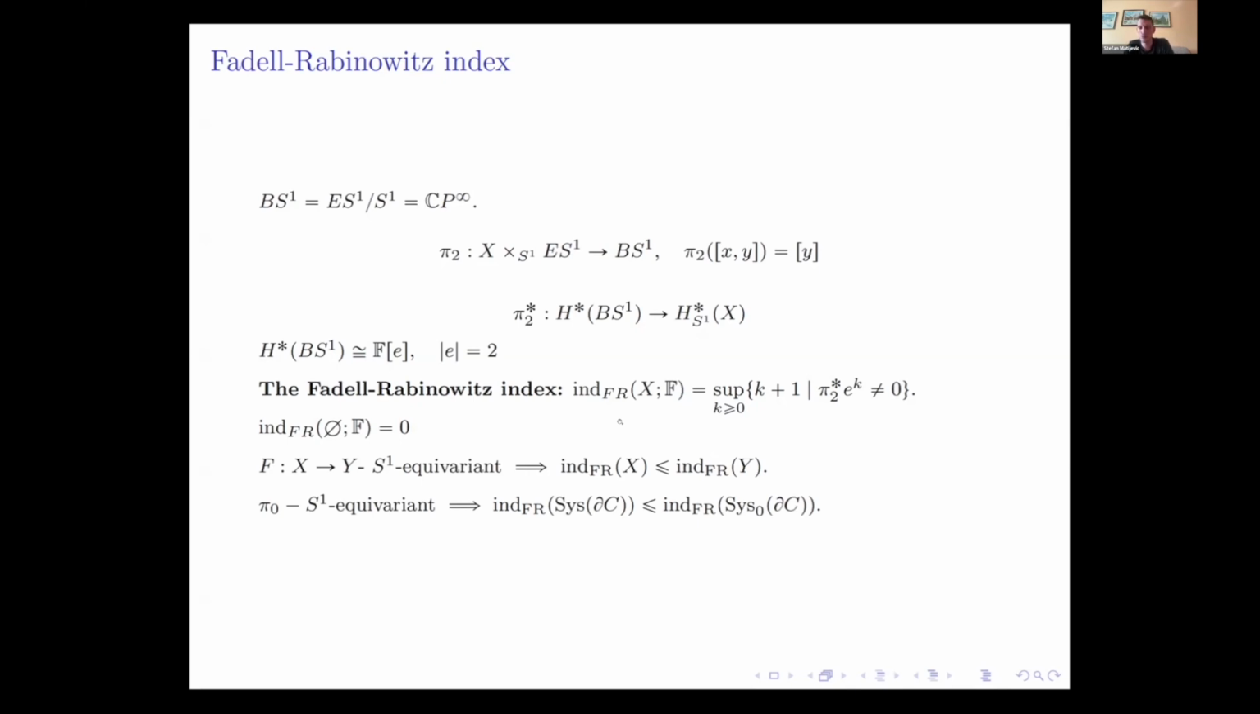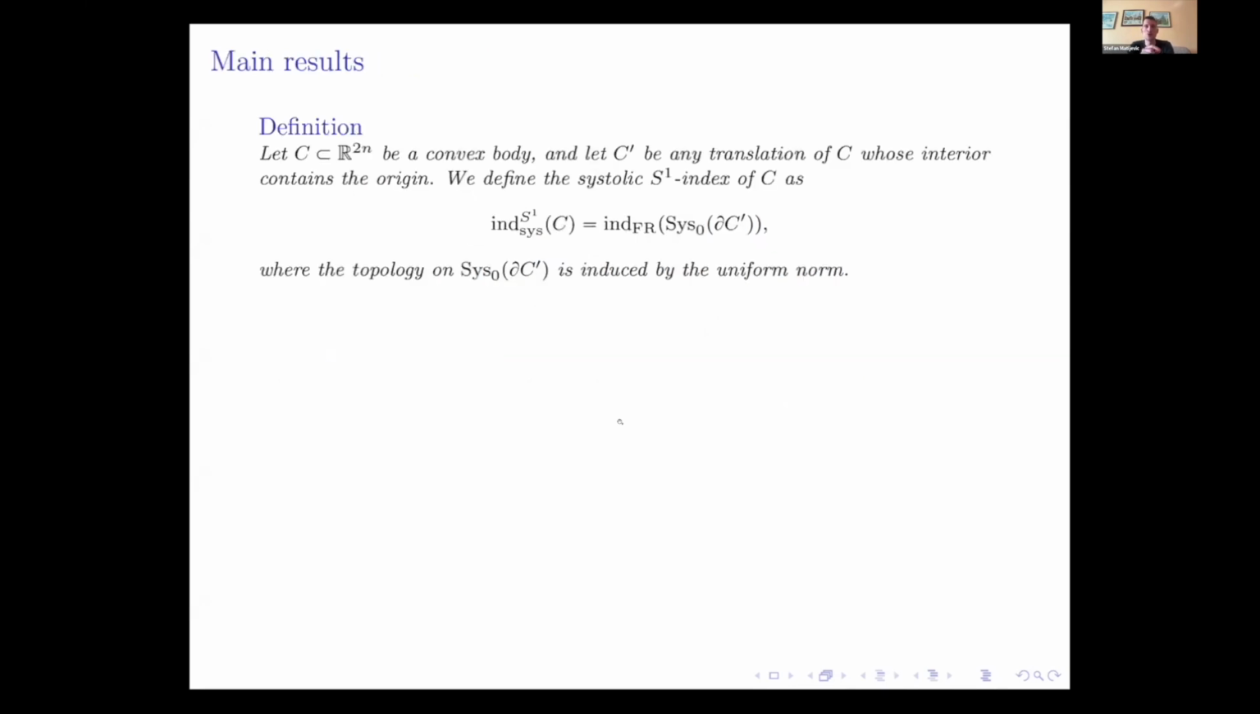Now we have to choose topology here, but I will talk a bit about that in a while. So the other inequality is not clear in general. And now we're coming to the section with the main results. So first we will give the following definition.